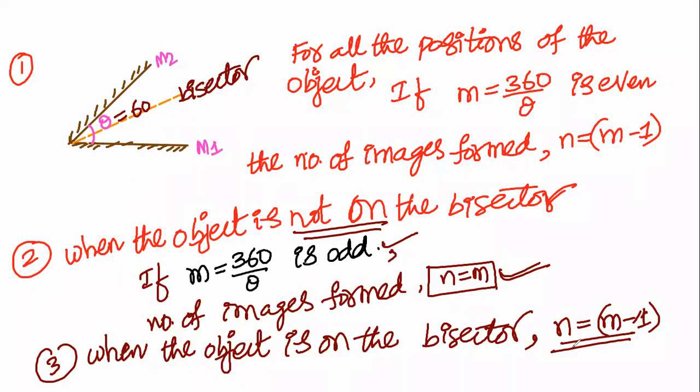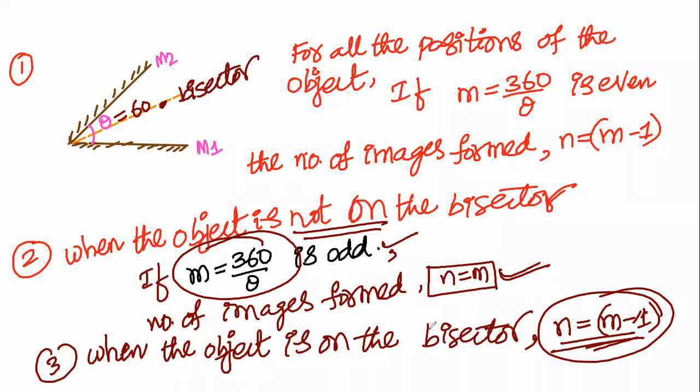You have to remember that in the problem, if they don't mention whether the object is on the bisector or not, then by default we have to take the object on the bisector only. That's why if 360 by theta is odd, the number of images formed will be n is equal to m minus 1. First, we will see the problems based on it, then you will get the clarity.